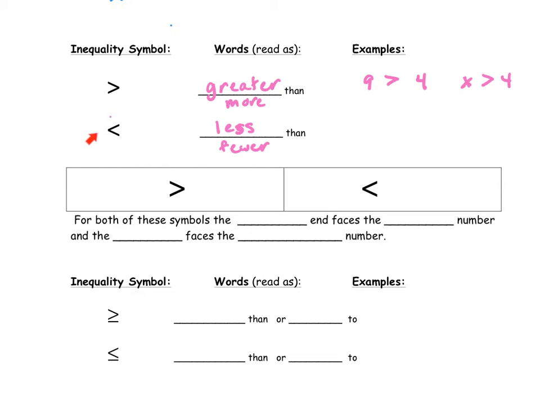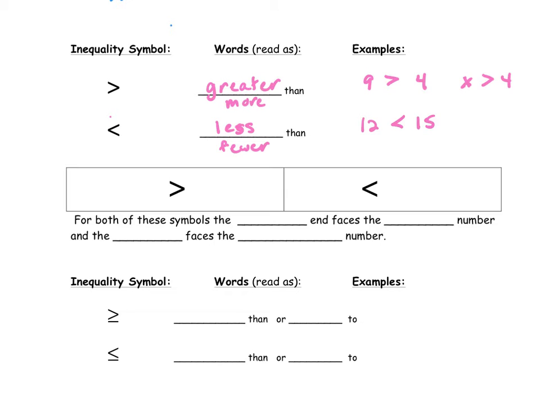Moving on, this next symbol, I see the point first. So whatever is on this side must be smaller in value than whatever is on the right side. So an example of that might be 12 is less than 15.